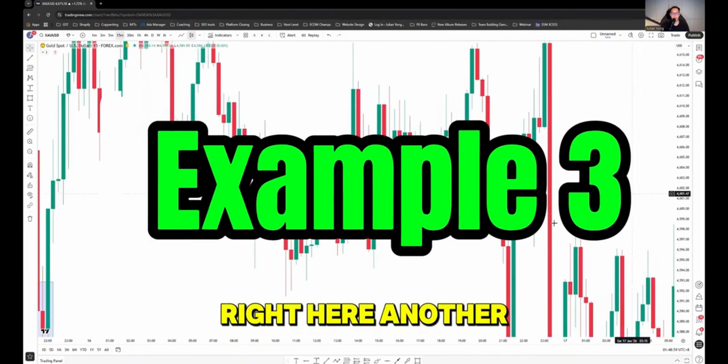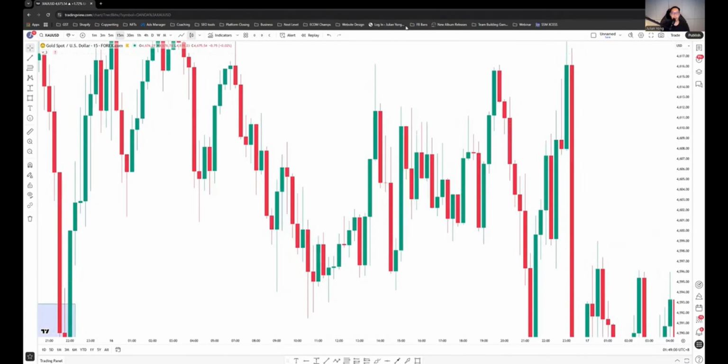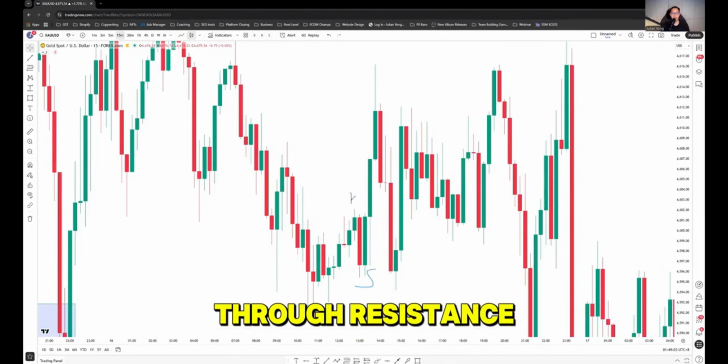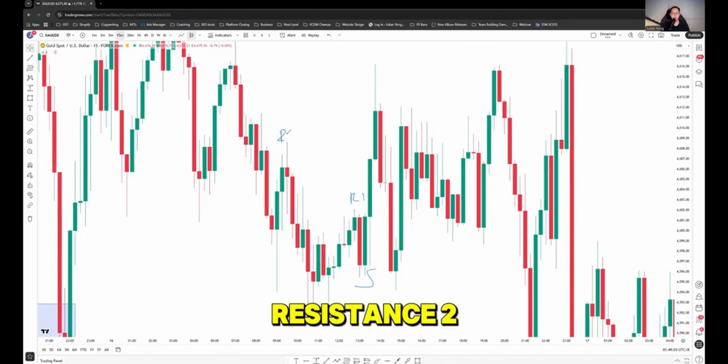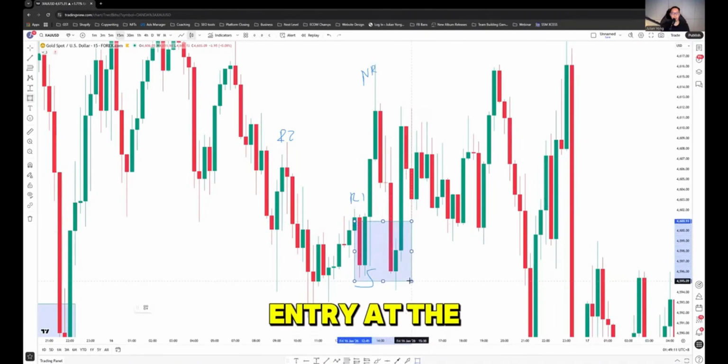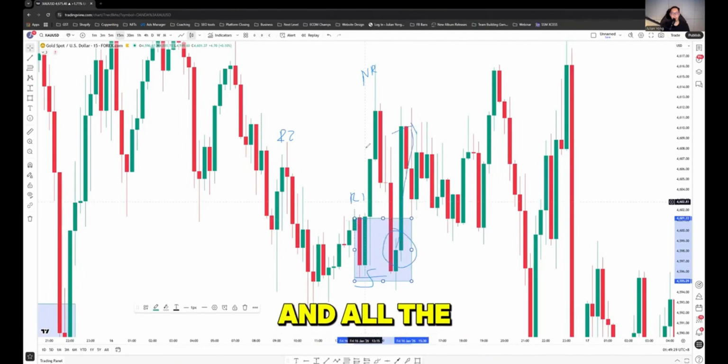Right here, another very straightforward one. Support that breaks through resistance 1, breaks through resistance 2. New resistance. So right here, we are looking out for the entry at the support. So right here, price came in and all the way up.